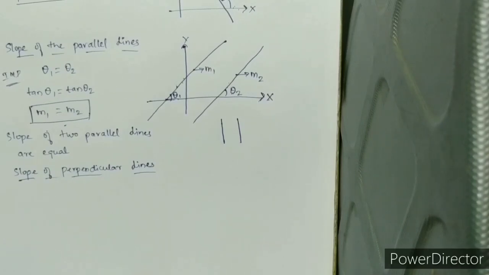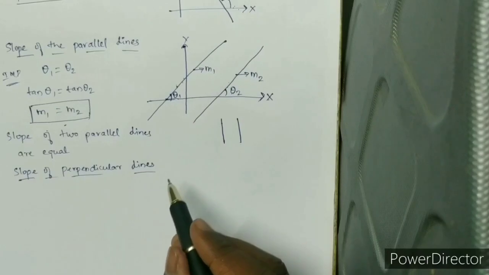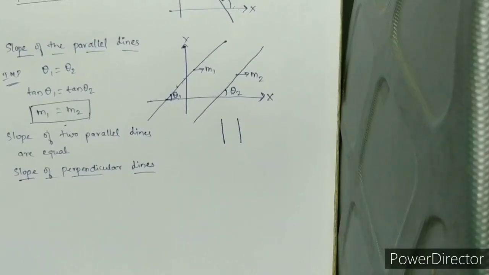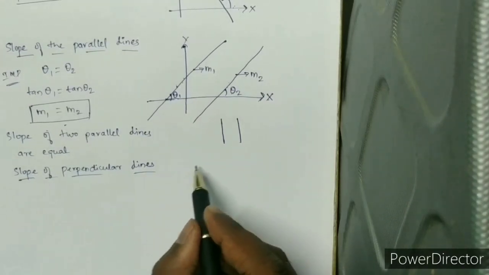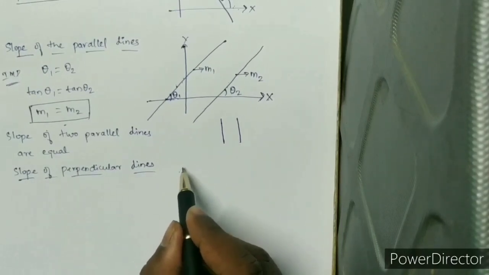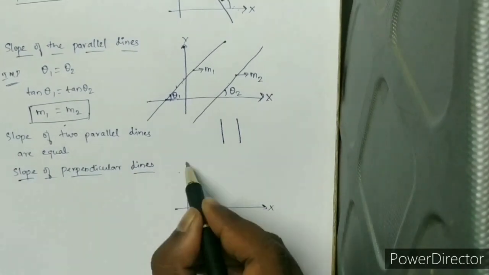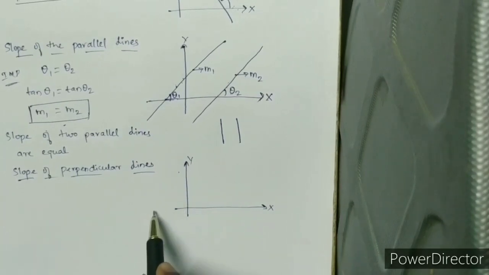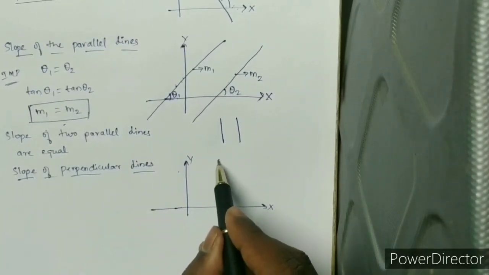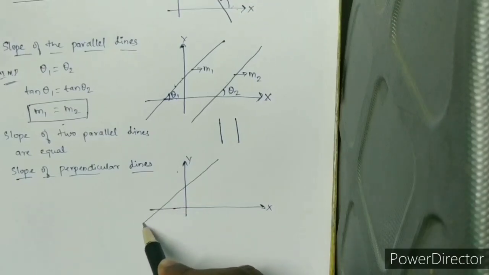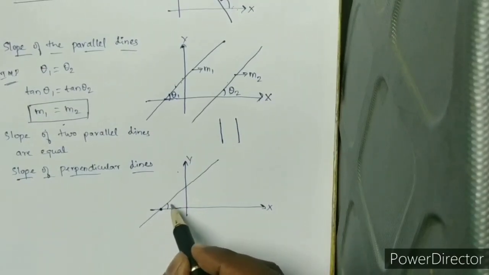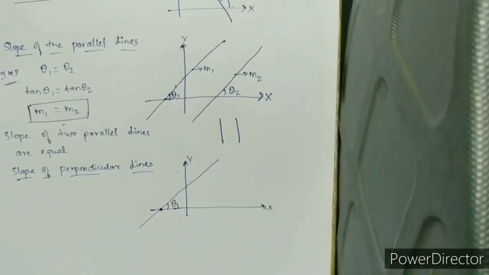So, slopes of perpendicular lines. I'll draw two perpendicular lines. What does perpendicular mean? If two lines are perpendicular, the angle between them is 90 degrees. This is the y-axis, this is the x-axis. Now I'm going to draw two perpendicular lines. I'll take this angle to be theta 1.